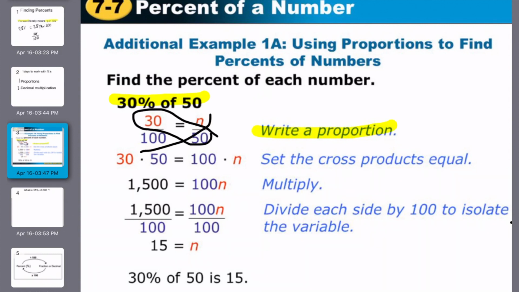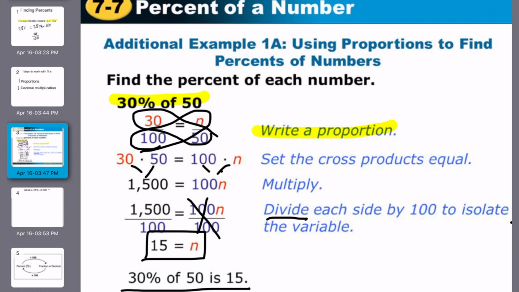So they did 30 times 50 and 100 times n, and they set them equal to each other. They actually did the multiplication. So they found that 30 times 50 gives them 1,500, and 100 times n gives them 100n. The next thing they had to do is divide each side by 100 in order to isolate, or get by itself, the variable. So they divided by 100, which cancels out those n's, and 1,500 divided by 100 gives them 15. So they know that 30% of 50 is 15.